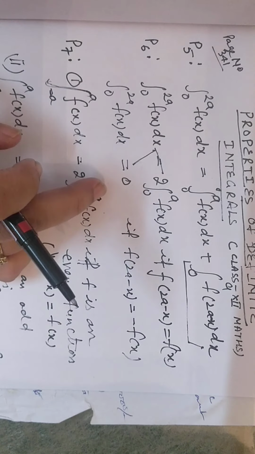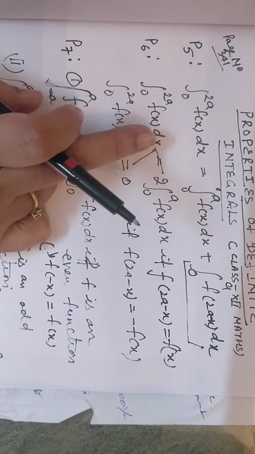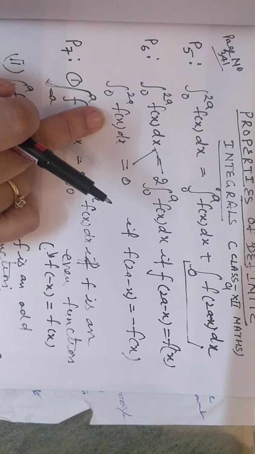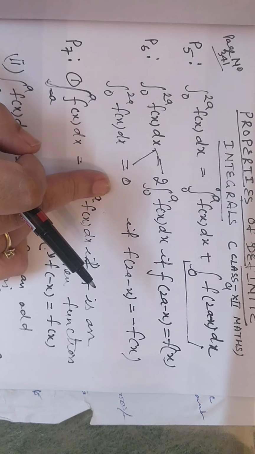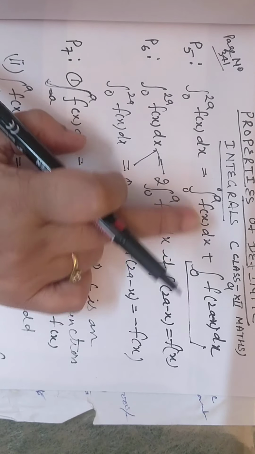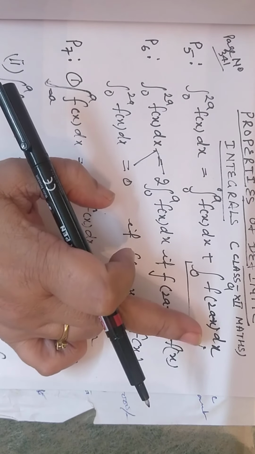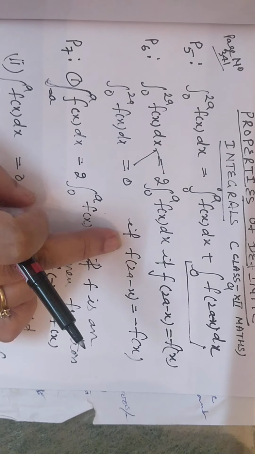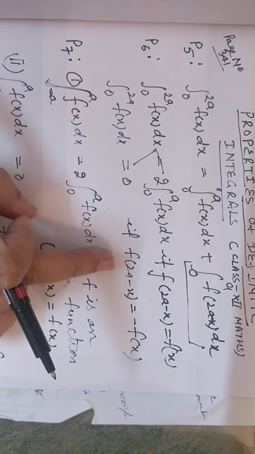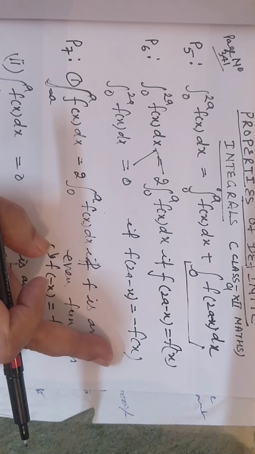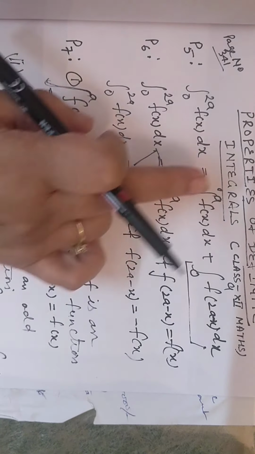Now in the second condition, the integral of the function f(x) dx from 0 to 2a will be 0. When will it be 0? When f(2a minus x) is equal to minus f(x), that is, this function is the negative of the other. So again, this is a particular case of P5.